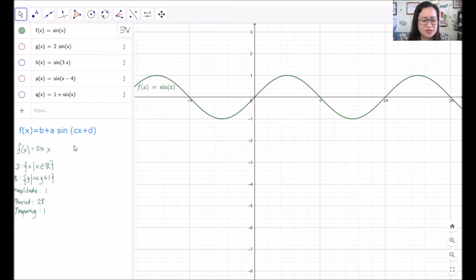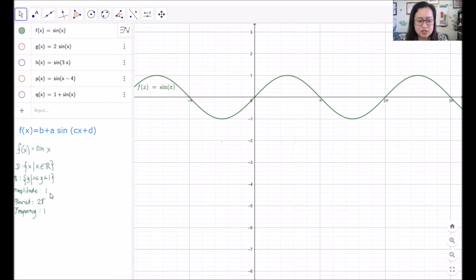Now, remember also that the domain of f of x equals sine x is the set of all x such that x is an element of the real numbers, while for the range we have y is the set of all y such that y is less than or equal to 1 but greater than or equal to negative 1. Or you can say this in another way around. We have y, the set of all y, such that y is greater than or equal to negative 1, but less than or equal to positive 1.